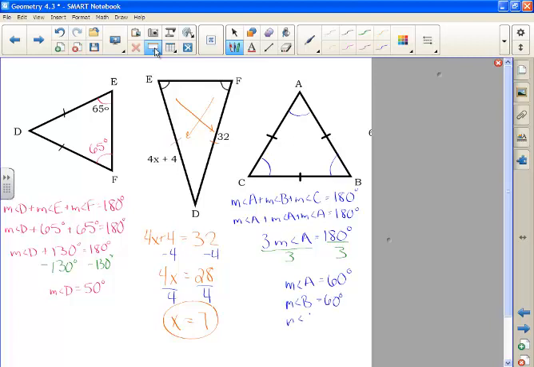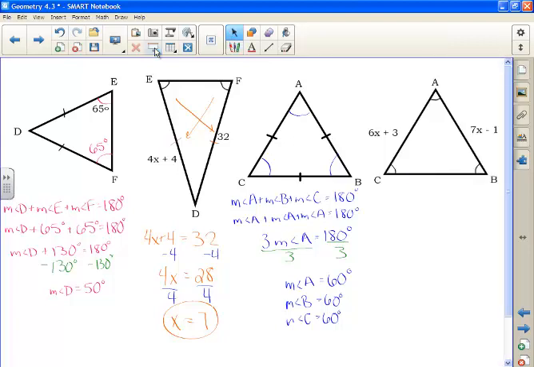And this is a problem that you'll probably never have to do again, because every equilateral triangle is equiangular, and in any equiangular triangle, each of the angles measures 60 degrees. So if you can remember that, then you won't have to do this problem again.